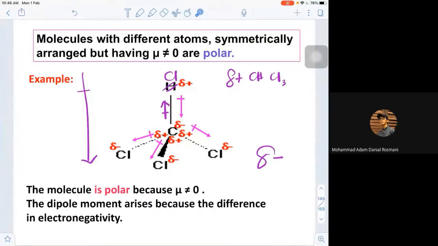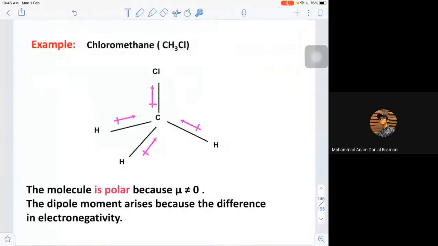It will make the molecule become non-polar. But for this one, since this atom is hydrogen, it is a polar molecule. Another example, CH3Cl. Just now chlorine was 3 and hydrogen 1, but this time hydrogen is 3 and chlorine is 1. Still we have a tetrahedral shape.